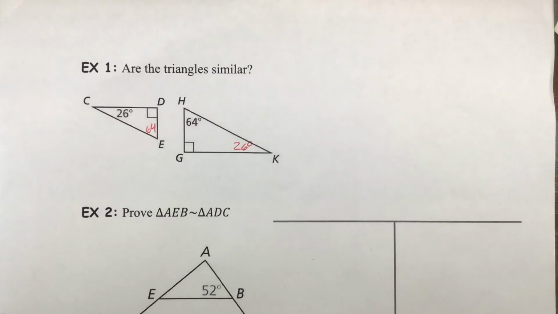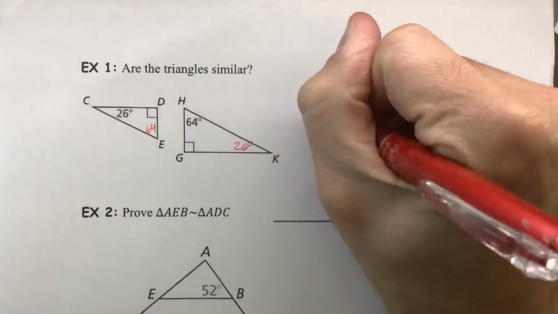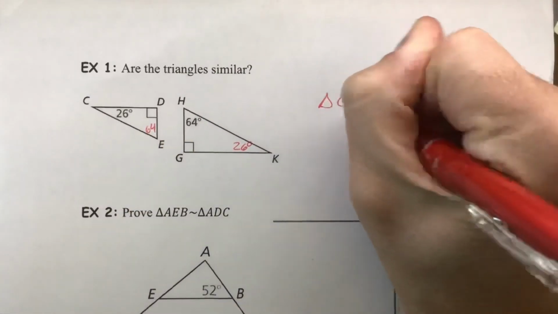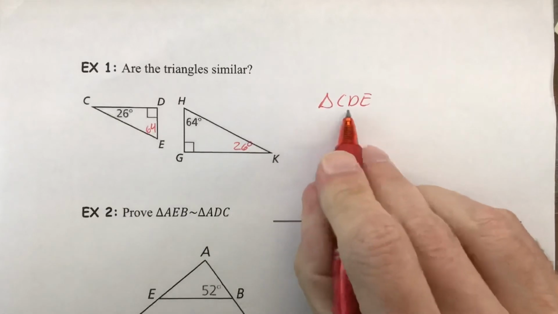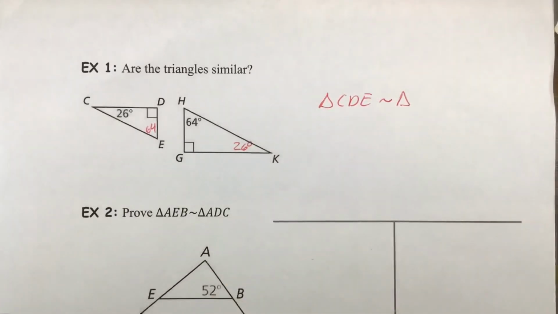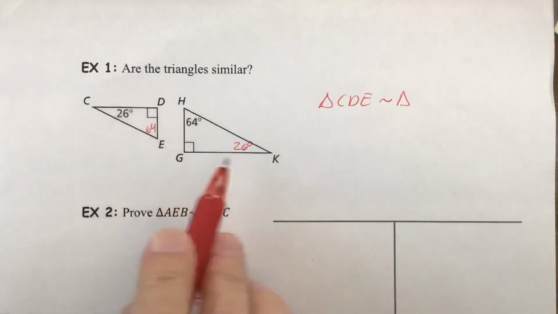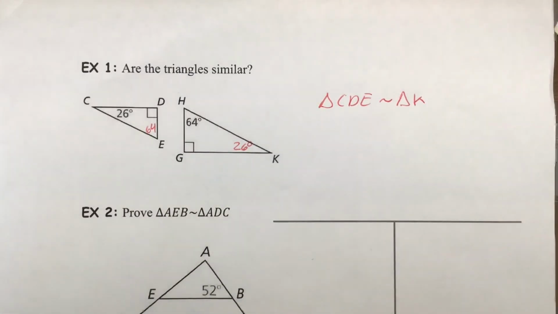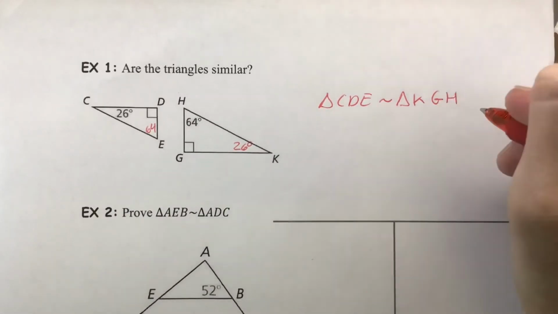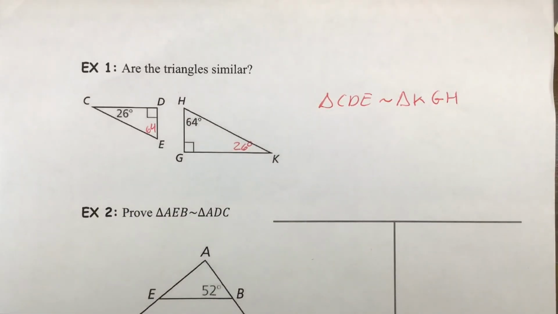So these are similar. Let's go ahead and write a similarity statement for this. We could say that triangle CDE is similar to triangle. Then we just match everything up. C is going to match to K. D matches G, which leaves us with H there. So we could write that as a similarity statement.